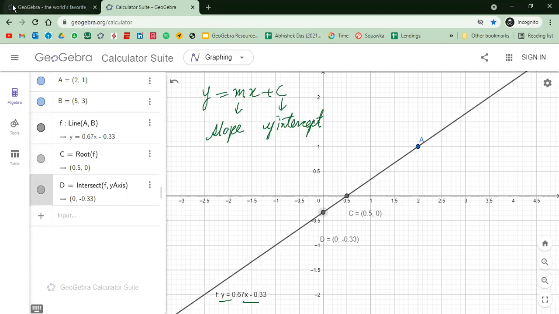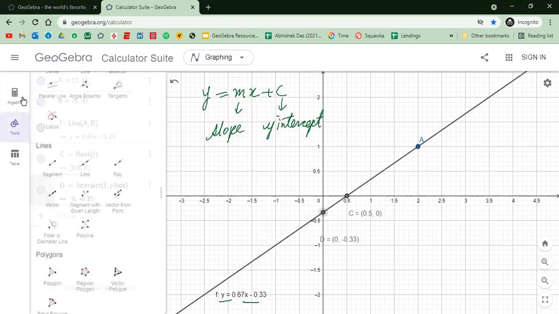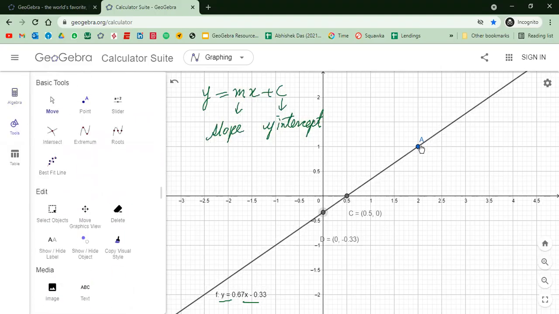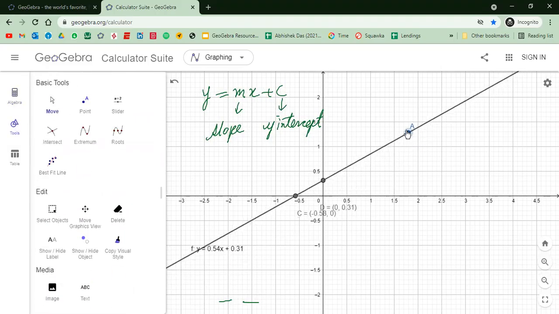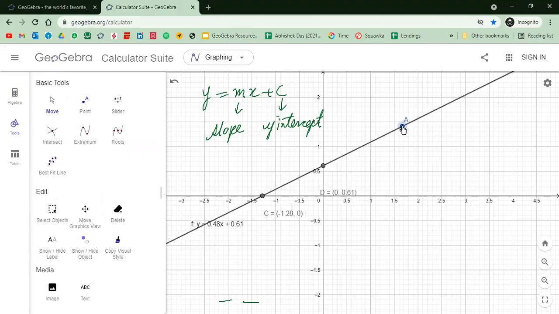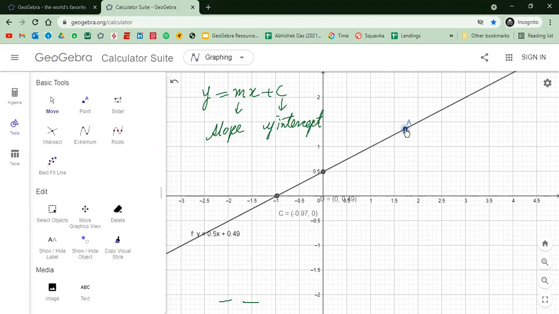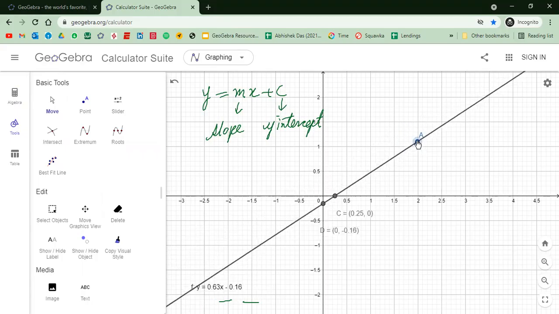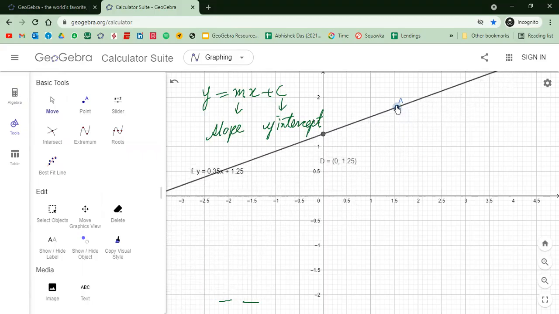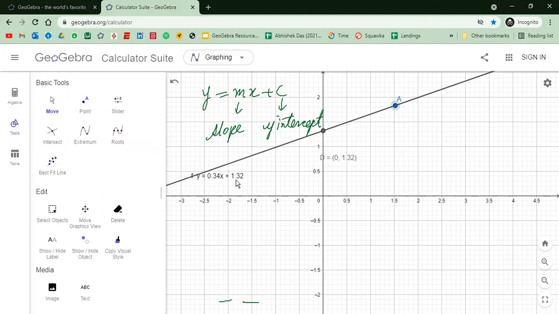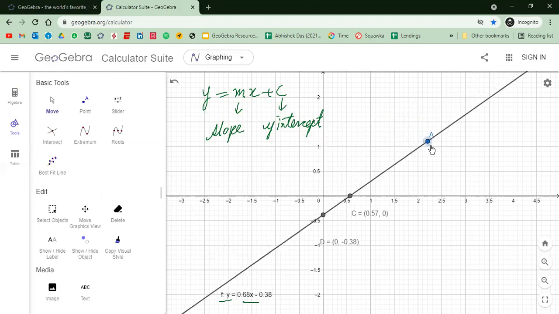right? Now, as I move around this line, the y-intercept will change, right? The y-intercept will change, and you'll see the coordinate of D. It will be same as the y-intercept out here, 1.32. It is 1.32.